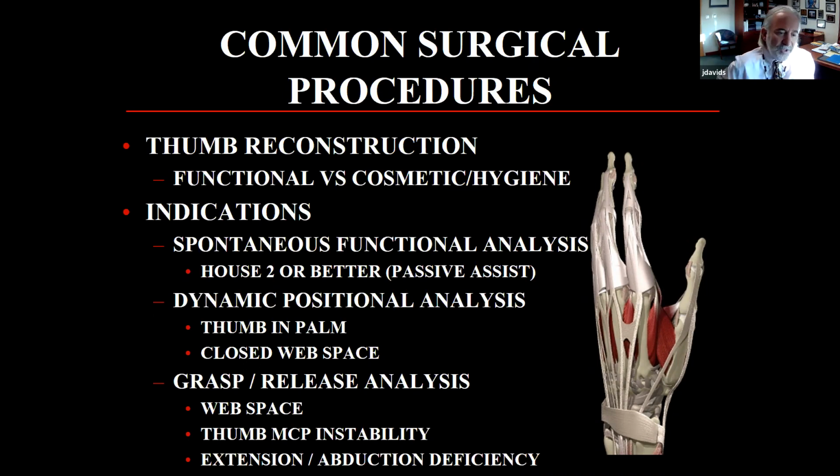The dynamic positional analysis score typically shows a thumb and palm deformity with a tightened web space. Grasp and release analysis allows for assessment of tightness of the web space, thumb MCP stability, which is almost never present. Hyperextension instability is very common. And then the magnitude of the deficiency in extension and abduction.